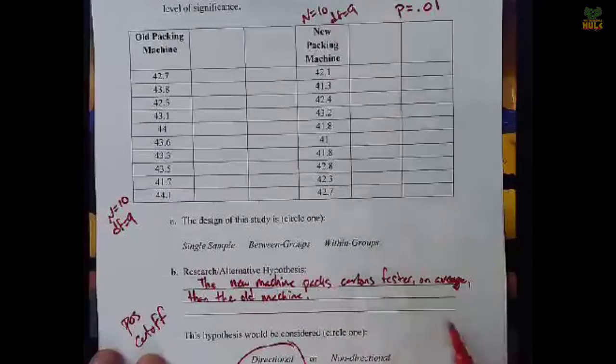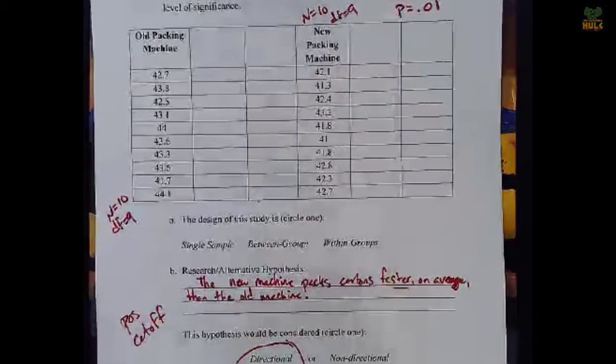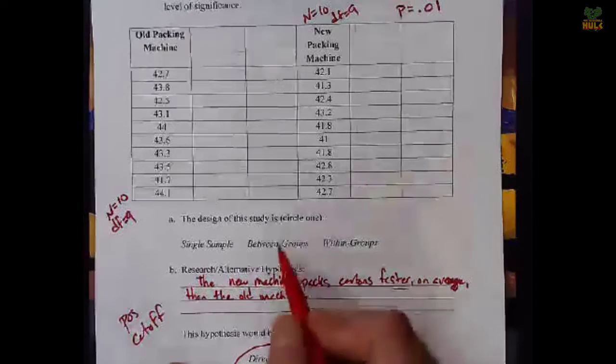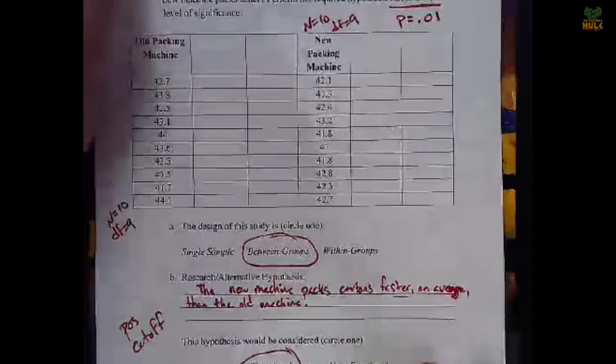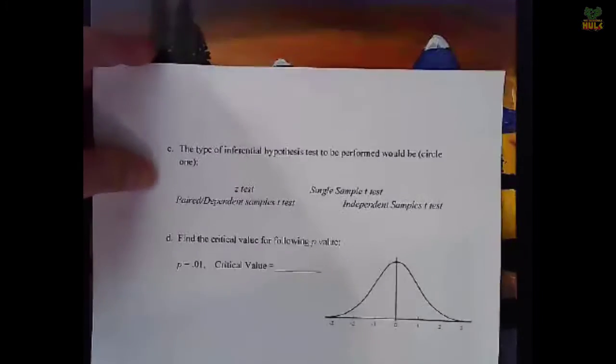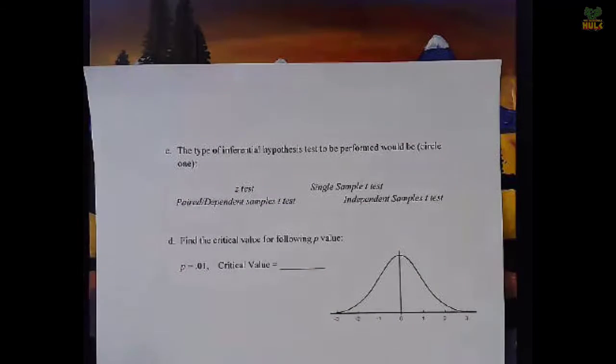Remember, that's a directional test because I'm saying it's faster, and because our independent variable, type of machine, is basically manipulated between groups. There's no machine that is both an old machine and a new machine. You have different ones. You have an old machine and you have a new machine as separate groups. Your independent variable is then manipulated between groups, right? The design is a between groups design. Okay, so what does it want us to do next? Can we do anything really easy still? Yeah, we can. The type of inferential hypothesis test to be performed then.